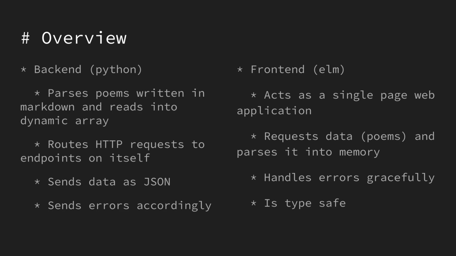The front end handles errors gracefully, meaning that when the server says, hey, this thing went wrong, it shows the client, the user connected on the website, that error. And it's also type safe. The Elm front end is written in a language called Elm. I didn't include that, I don't think. It's type safe, and it compiles to JavaScript, but it enforces the types that you choose, so it makes it very easy to debug.